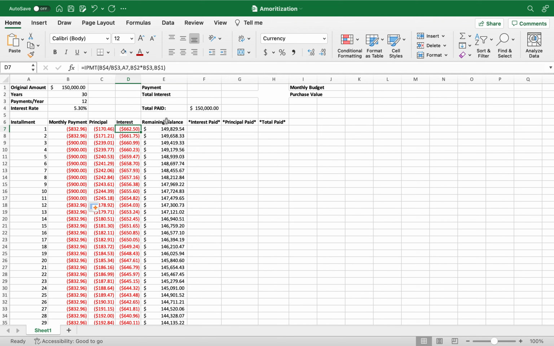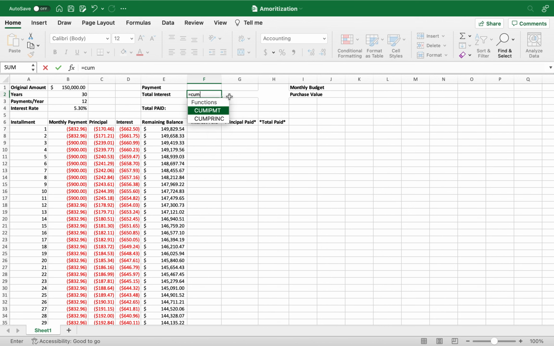All right. First of all, let me calculate our total interest throughout the life of this. We're going to do the cumulative interest payment function, right? We're going to take the rate. Again, we're going to divide it by 12.